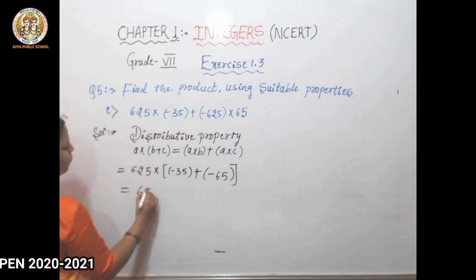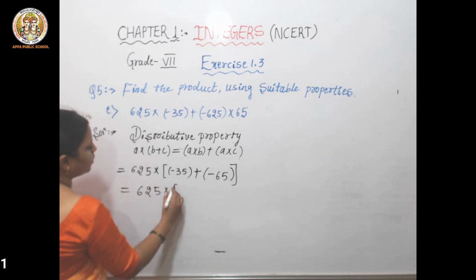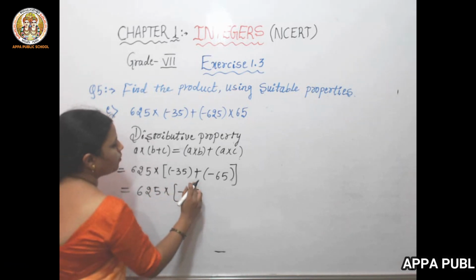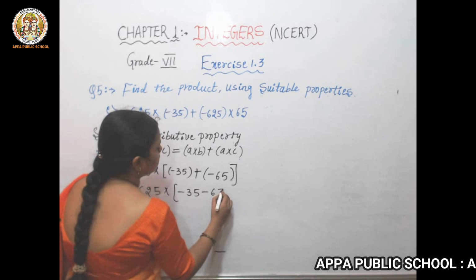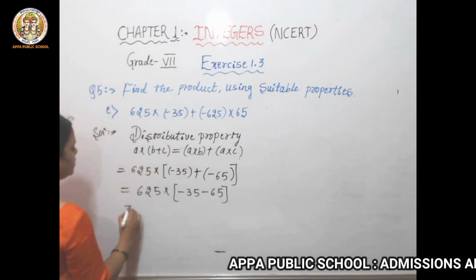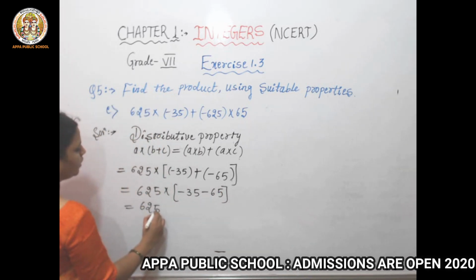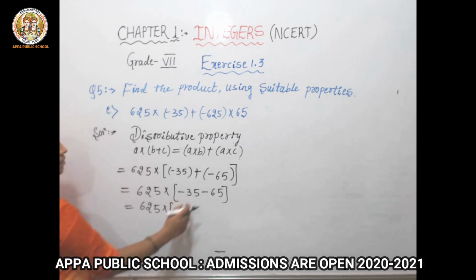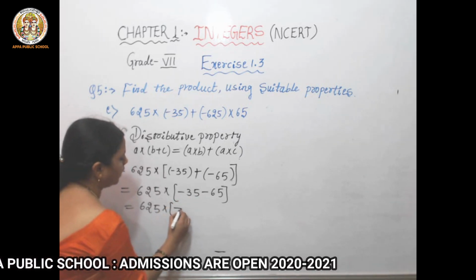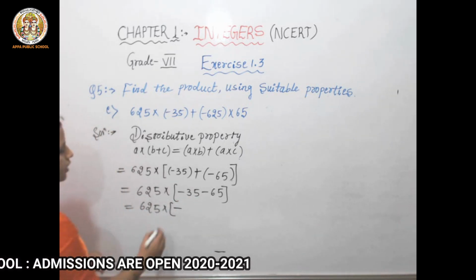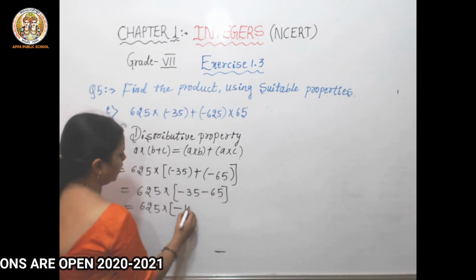Now 625 into minus 35 plus into minus as minus 65. So here 625 into, so minus minus is there, so what will we do? Add. Both the terms are added. Now it has 100.